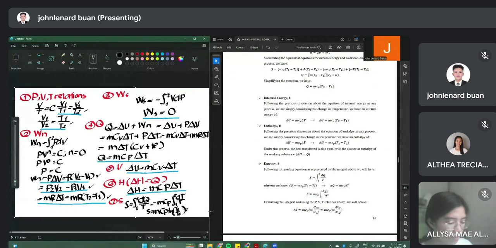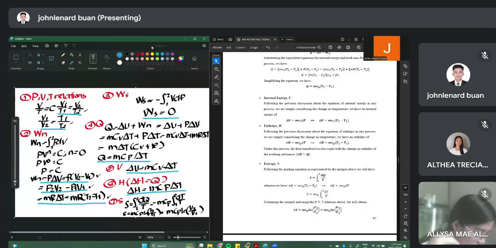Let's put it here. S is also equal to mCp ln of T2 over T1. Okay? Or it can also be equal to mCp ln of V2 over V1. Okay? Pasensya na, shortcut ng konti ang pagdiderive.